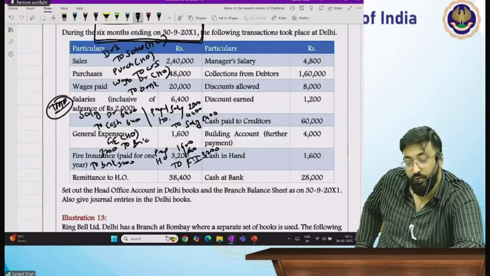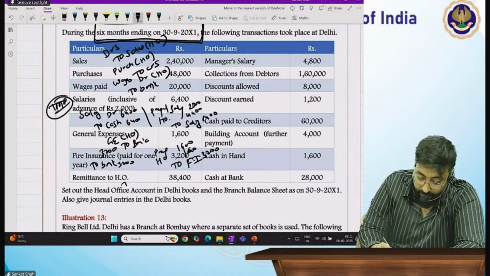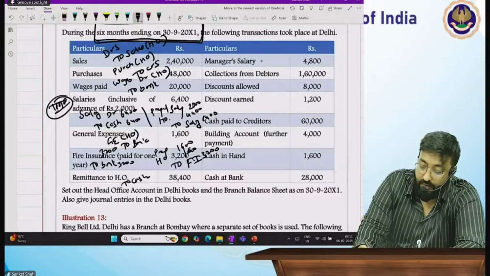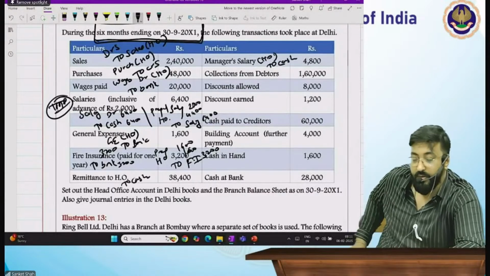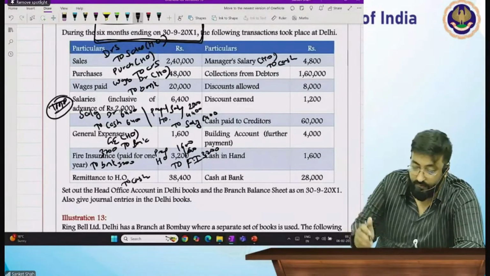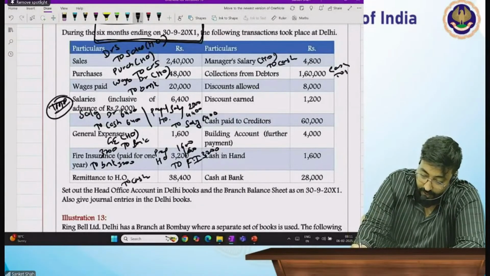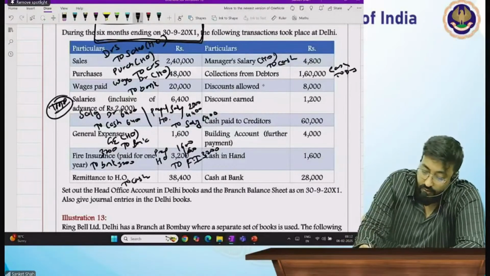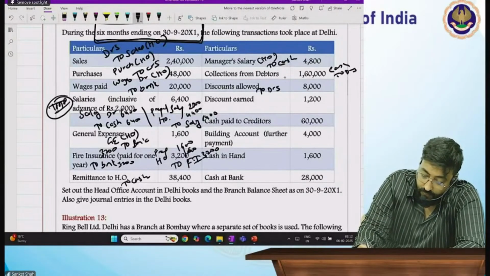Remittance to HO: HO to cash. Manager's salary: salary to cash, so salary will be transferred to head office. Cash to bank. Collection from debtors: cash account debit to debtors. Both are maintained by branch. Discount allowed: discount allowed to debtors.